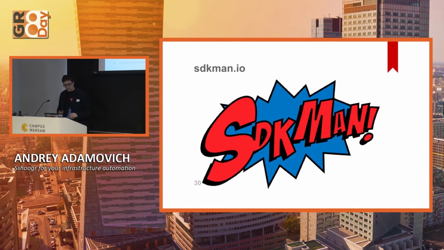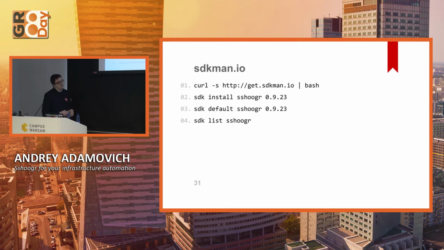And of course, as Andres already mentioned, the best way to get any libraries and tools from any SDKs from inside the Groovy and Java ecosystem is to use SDKMAN. Recently, Sshoogr was released on the SDKMAN network, so it's available there. The way to install it is as simple as SDKMAN usually gets. First you get SDKMAN, which is a simple shell script to manage your SDKs, and then you can just install Sshoogr this way. Then you get the executable.